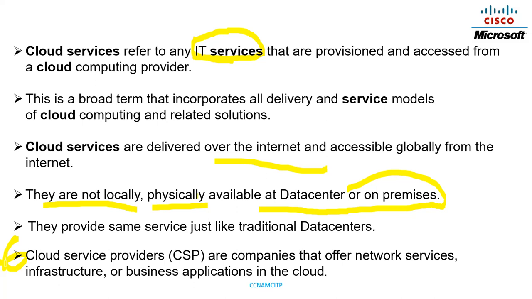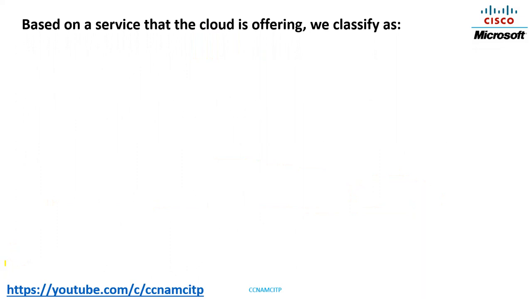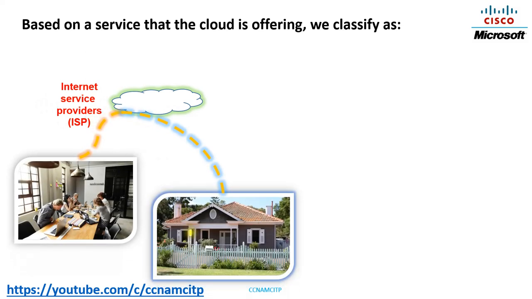Let me give you a small example here. Based on the services that the cloud is offering, we classify them. I told you cloud services are delivered or available over the internet. So first of all, I'm talking about your basic infrastructure. What do you need? You need an internet service provider, ISP, and with the help of ISP you are connected. Say this is your DC, one data center here, a physical location, and you are connected over the internet. Say this is your USA and this is your India. So you can work at both locations with the help of the internet.